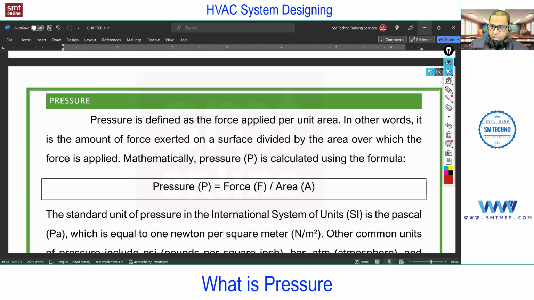So let me quickly read some theory, then we'll continue. You see, pressure is defined as the force applied per unit area. This is important. In other words, it's the amount of force exerted on a surface divided by the area over which the force is applied. Mathematically, pressure P is force per area, and by default we'll consider unit area. We'll not consider the total area, it's a unit area. Unit area can be a square mm, or a square centimeter, or a square meter or square feet, etc. So when you consider a unit area, then we can consider it as pressure. Further we'll discuss and try to understand the concept.